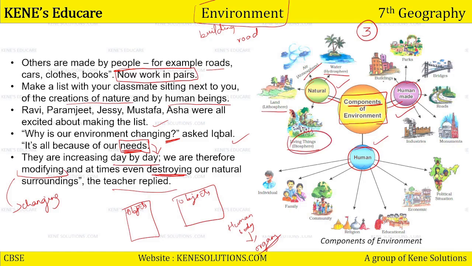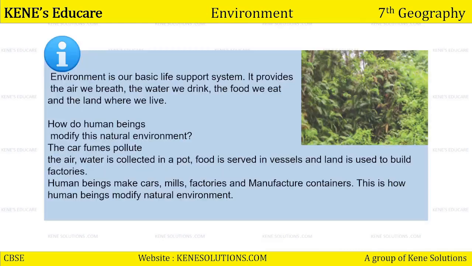Human made components are building, park, bridges, road, industry, monument, or anything you can add which are made by human. And then the third important component of environment, that is human himself, includes the individual, his family, the community as a whole, the religion, the educational centers and organizations, the economic organization and the economy as a whole, the political situation of a country. Everything is a human component of environment. Okay. Now, we will understand what is lithosphere, atmosphere, hydrosphere, biosphere.